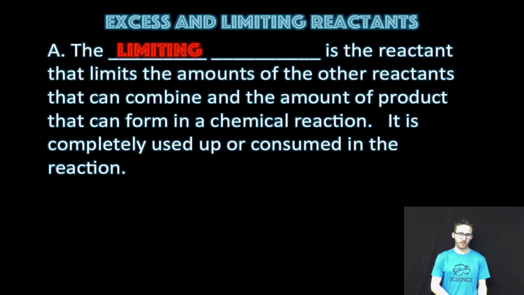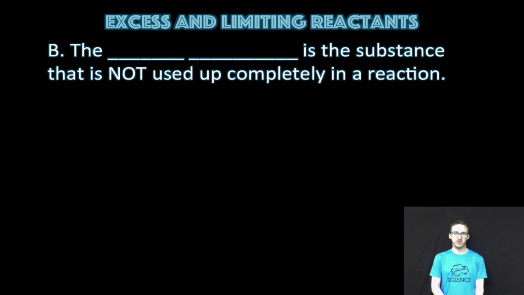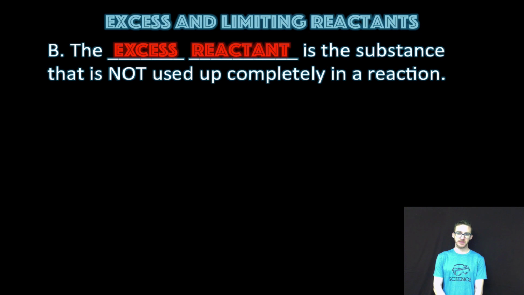Limiting reactant is our first one. This is the reactant that limits the amount of other reactants that can combine and the amount of product that can form. It is the one that's going to get completely used up in a reaction. Second definition, excess reactant. This is a substance that is not used up completely in the reaction. There's going to be some left over. There's going to be some in excess.